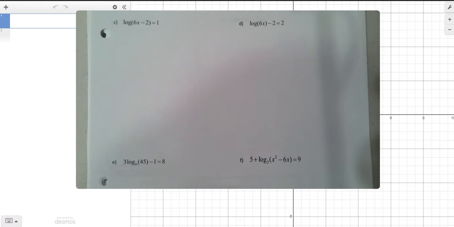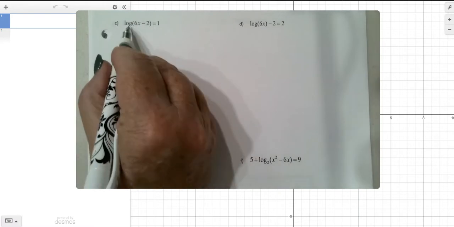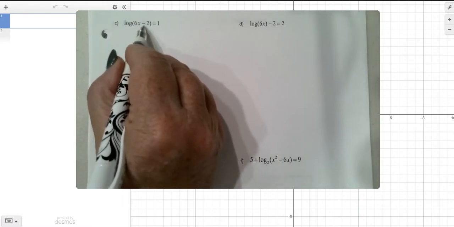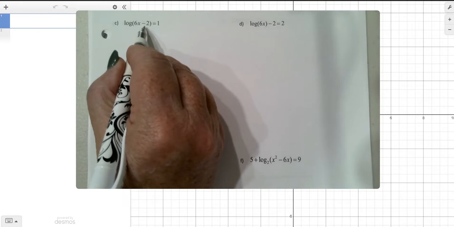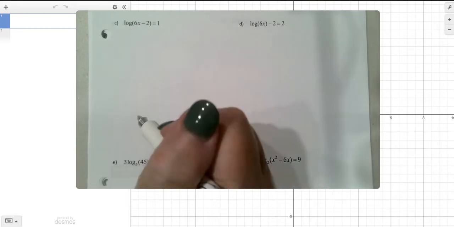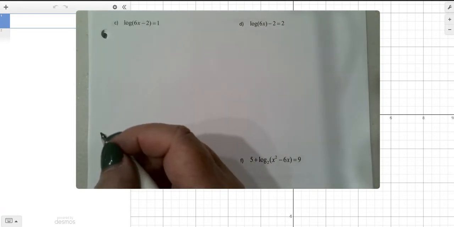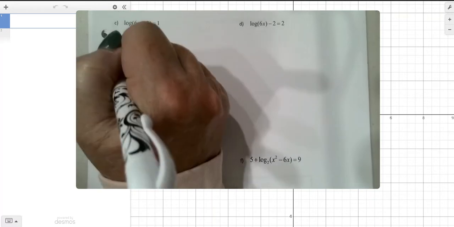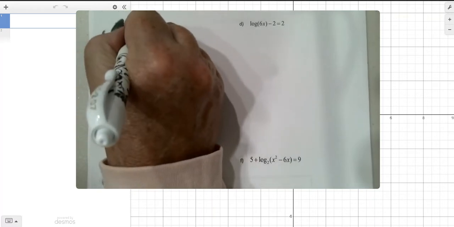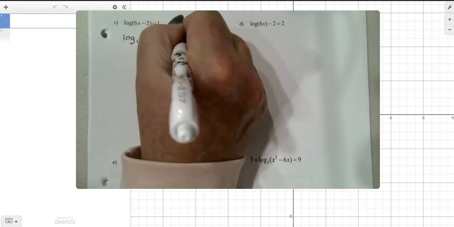All right, I have a few more problems for us to try here with our log equations. In C, looks like the logarithm is already isolated. Remember, this is the logarithm of 6x minus 2. That 6x minus 2 is not a multiplier. It's the argument, or the inside, of the logarithm function. That's a common log, since the base wasn't written. If I want to, I could rewrite it with a base of 10.